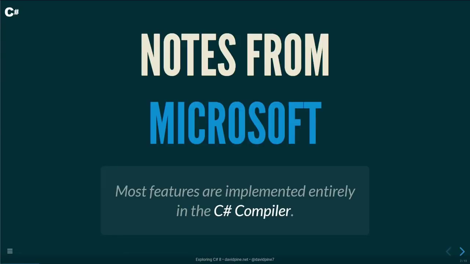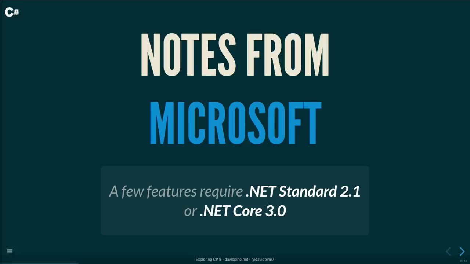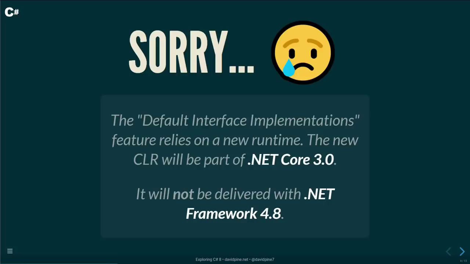So there's a few bits of housekeeping here, some notes from Microsoft. Most of the features that shipped as part of C# 8 are entirely reliant on the C# compiler. That's a good thing, because the C# compiler is going to enable those features to light up when you get the latest IDE, Visual Studio 2019, right? But unfortunately, there's a few of them that actually require .NET Standard 2.1 or .NET Core 3.0. Those were some underlying CLR changes. There were some new types that were added that are required for those features. And sadly, one feature is only going to be part of the CLR for .NET Core 3.0, and that's the default interface implementations. It's actually not going to be delivered as part of the .NET Framework 4.8. So just a little bit of housekeeping, to let you know.